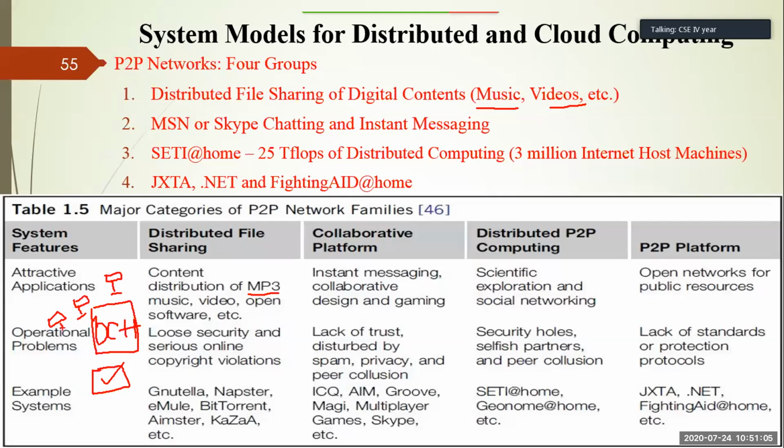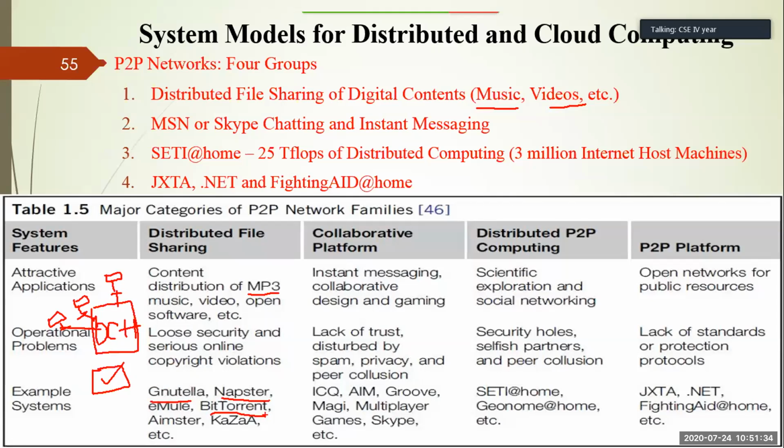Many computers are connected to DC++, and whatever movie you are searching for in your hostel network, hostel intranet, these 3 computers have that particular movie. So you can download this movie at a time from 3 sources, so that the transfer time is drastically reduced, right? If you see such systems, Gnutella, Napster, and BitTorrent are examples of distributed file sharing.